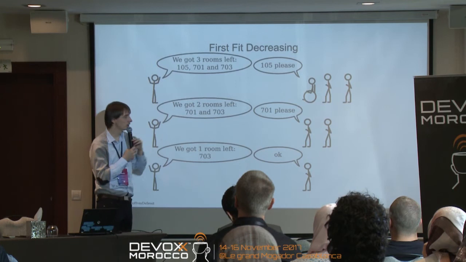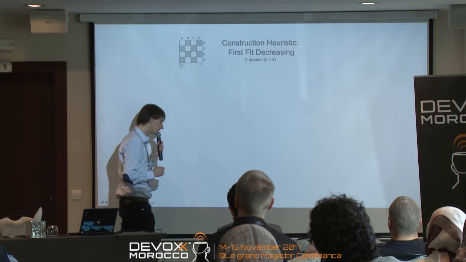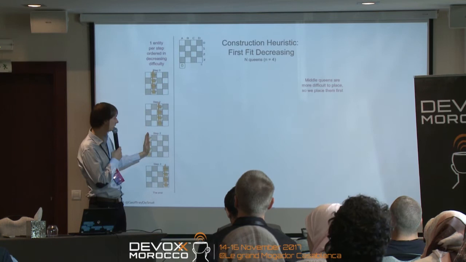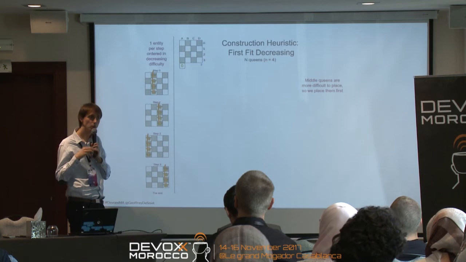So how does that one work? It's a little more difficult for N queens, because for N queens the jump isn't that big. What we'll do is start with the middle queens first. Instead of assigning the left queens, we'll assign the middle queens first. And why? Because the middle queens are harder to place. They have a higher chance of conflicting with the other ones.